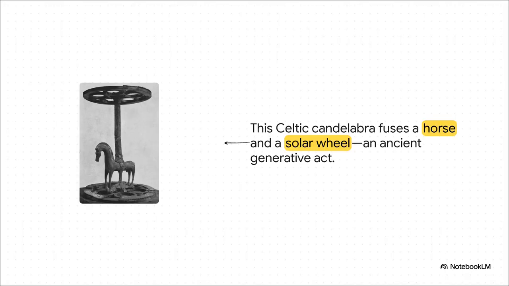You know, this idea of generating something new by mashing up old symbols, it's not new at all. It's ancient. Take a look at this Celtic piece. The artist literally fused a horse symbol with the solar wheel symbol. That's not just pretty decoration. That's a generative act. They created a totally new hybrid symbol with a whole new meaning.